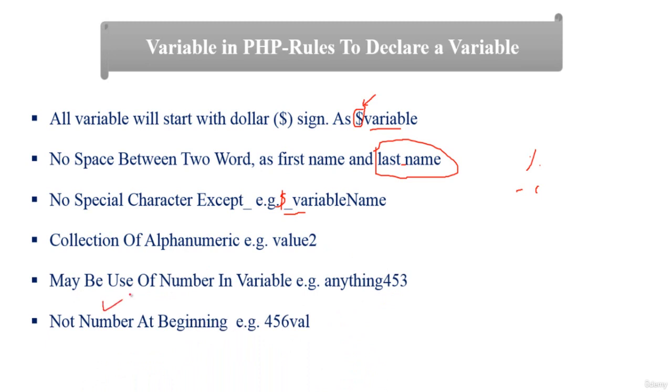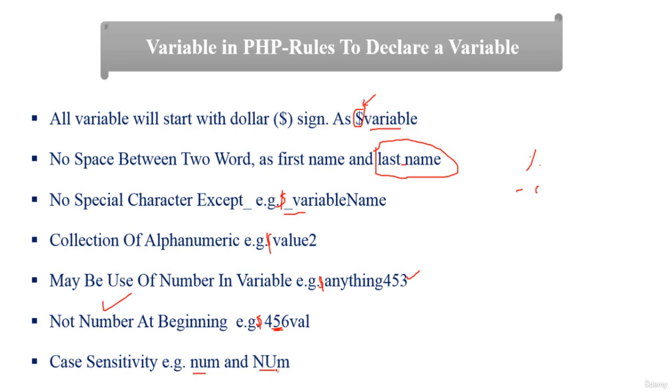This is a very important point. You cannot provide a number at the starting position. This is the starting position, so it is invalid. This is valid. You can use a number in the middle or at the last position of a variable, but you cannot use a number at the starting position. You also have to use a dollar sign. The dollar sign is necessary. Variables are also case sensitive. For example, num and Num are two different variables, not the same. So these are the different rules and regulations about declaration of variables in PHP.